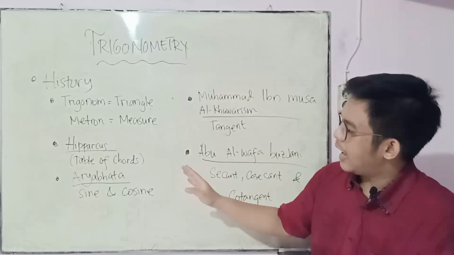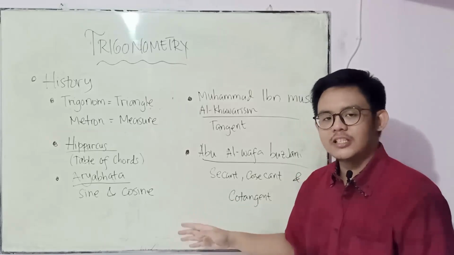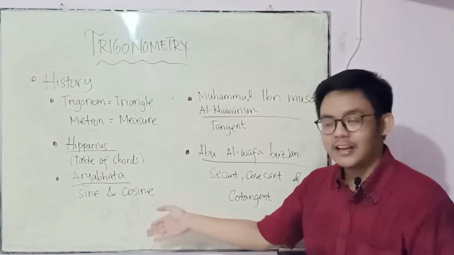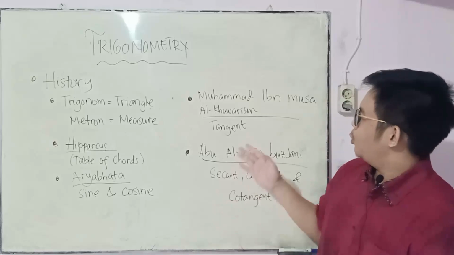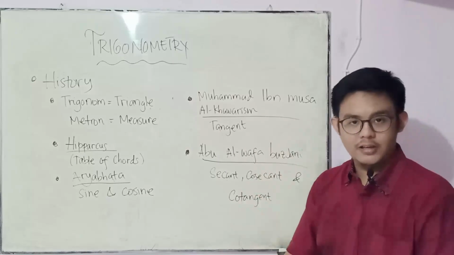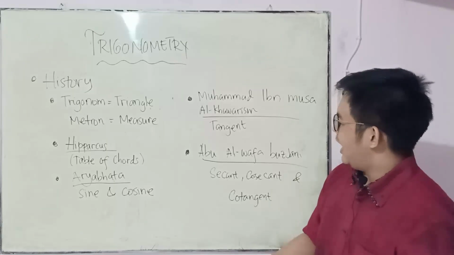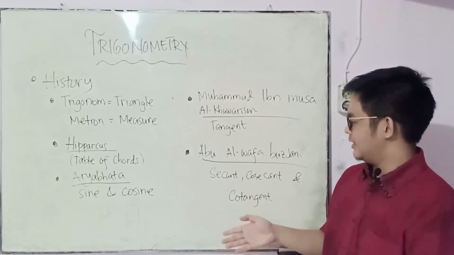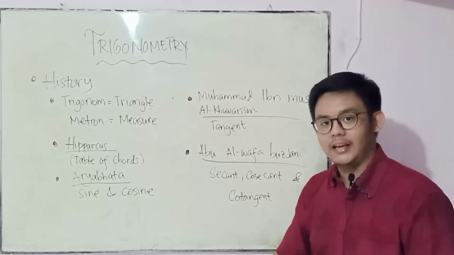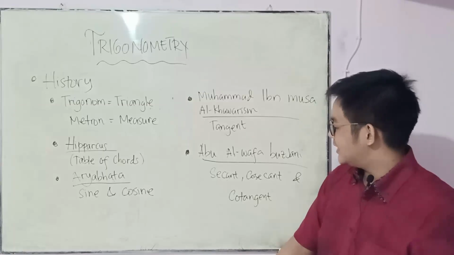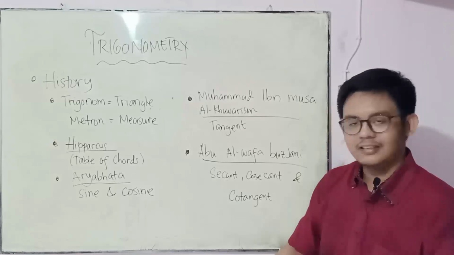And then we have Aryabhata, who is also the founder of sine and cosine. And we have Muhammad ibn Musa al-Khawarizmi, and he is the founder of the tangent. And the last but not least is Abu al-Wafa Buzjani. He is the founder of secant, cosecant, and the cotangent.